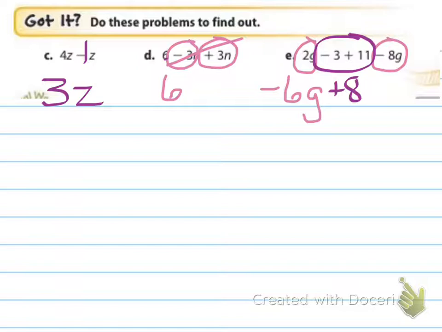For E, we've got our g's we're going to put together. We have 2 g's, take away 8 g's. So you owe 6 g's, basically, right? Think of that as money. All right. And then negative 3 plus 11, you subtract, take the sign of the higher number, absolute value. So that's going to be positive 8. So negative 6g plus 8. So 2 girls take away 8 girls means you're negative 6 girls. And then negative 3 plus 11 makes 8.